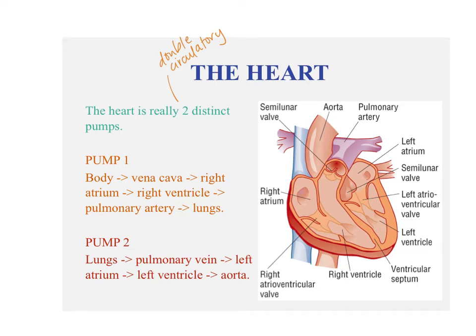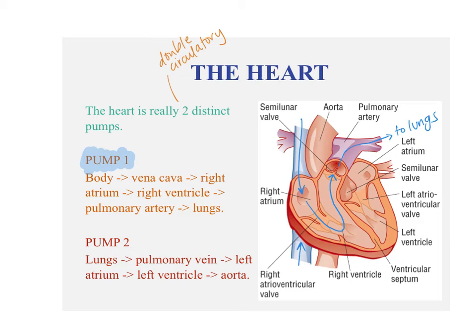So I'm going to label all of the first pump in blue. So I'll highlight that for you. And we are starting coming in from the body through the vena cava, so the inferior and the superior vena cava, into the right atrium. The blood then flows through the right ventricle, up through the semilunar valve on the right hand side, and out the pulmonary artery to the lungs.